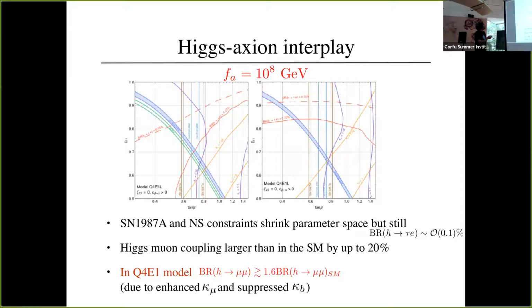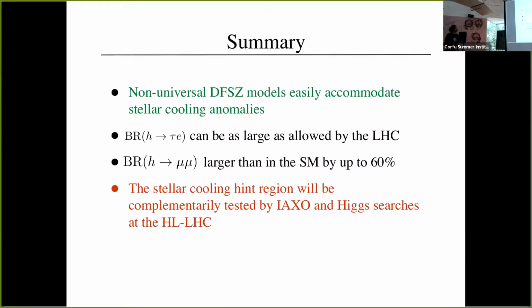And in this region, it's hardly visible, but we can have Higgs to tau e decays of more than 0.1%. So even though the parameter space is so shrunk, the Higgs decays can still be sizable. And also we can have Higgs to mu mu 60% above the standard model prediction, which is in fact something that could be even seen in the next run of the LHC.